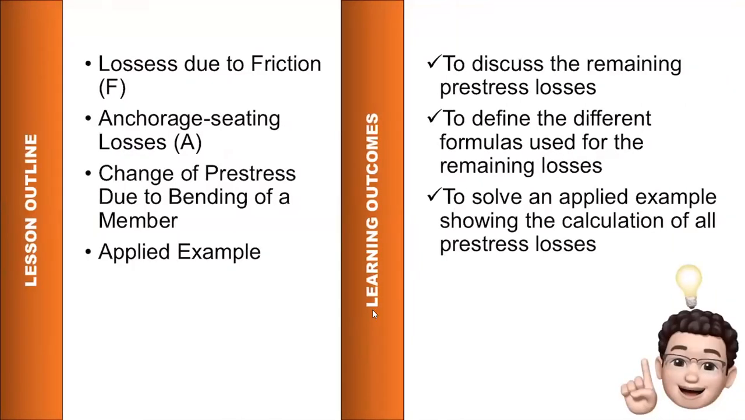So, the first one is continuation ng losses natin. So, losses due to friction, anchorage setting losses, change of prestress due to bending of a member. And then we have yung applied example natin.